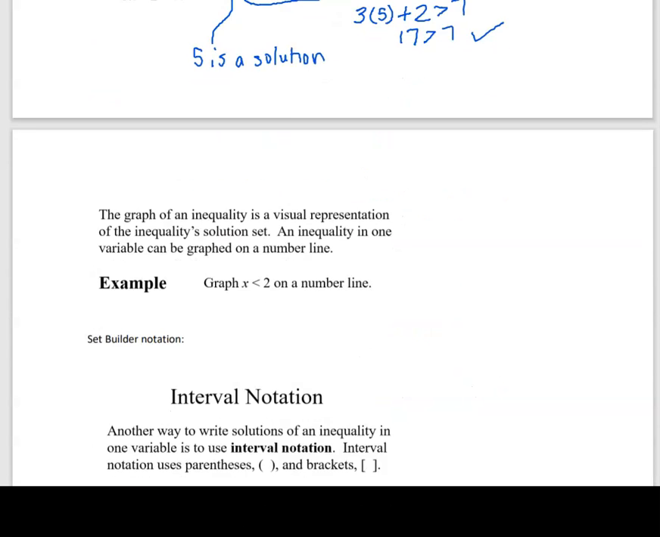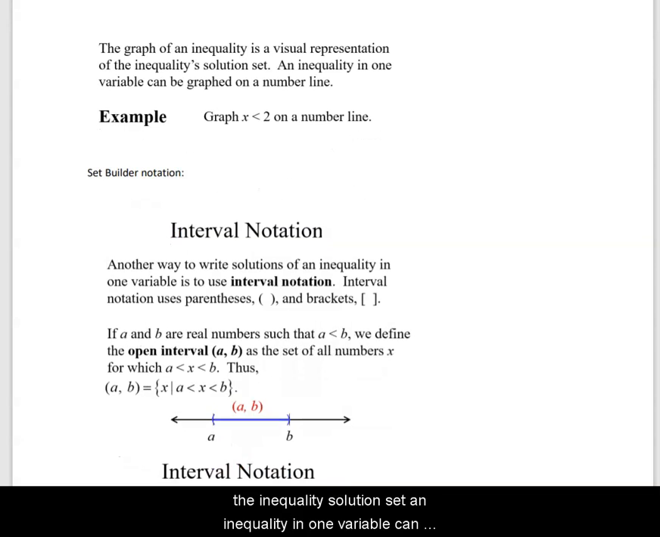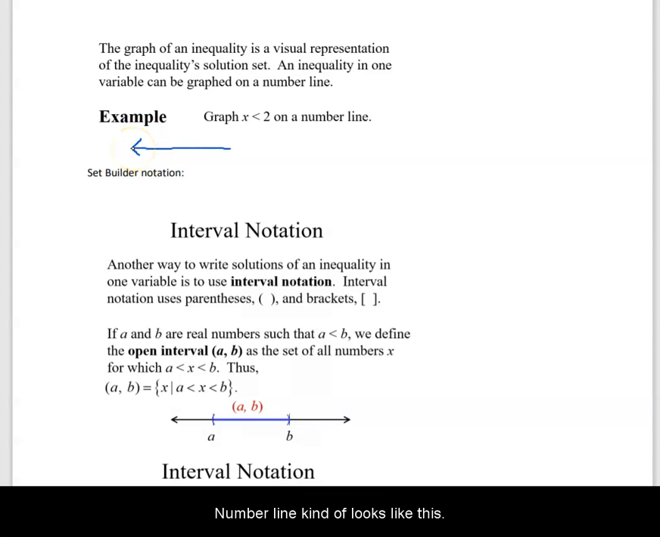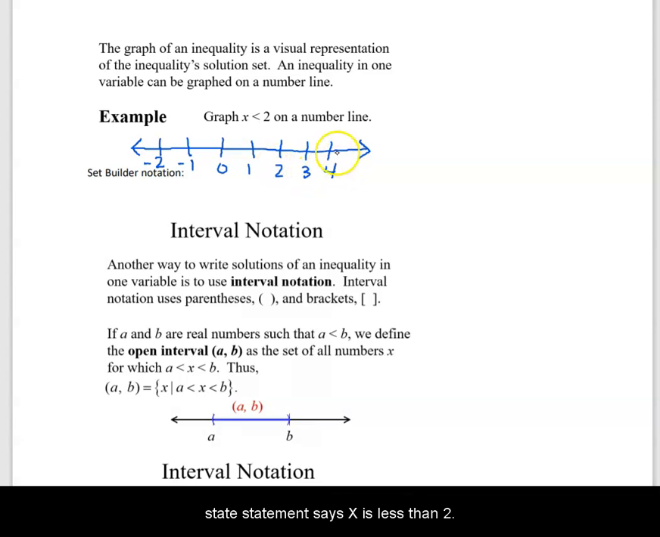Okay? So the graph of an inequality is a visual representation of the inequality solution set. An inequality in one variable can be graphed on a number line. Graph x is less than 2 on a number line. Okay, well, let's look at that. So the number line kind of looks like this. So just draw some lines on here. Okay, so let's say this is negative 2, negative 1, 0, 1, 2, 3, 4. Now this statement says x is less than 2.